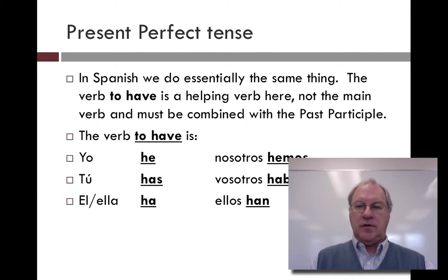In Spanish, we do essentially the same thing. The verb to have is a helping verb here, not the main verb, and must be combined with the past participle to form the complete tense. In Spanish, the verb to have is very simple. Don't ever pronounce the H. He for yo, has for tú, ha for él, ella or usted. And nosotros hemos, vosotros habéis, which we will not use much in class, and han. So the have or has in Spanish is simply he, has, ha, hemos, han.